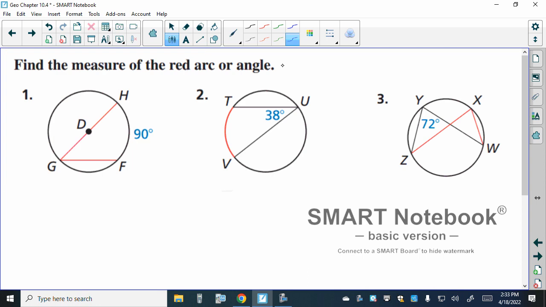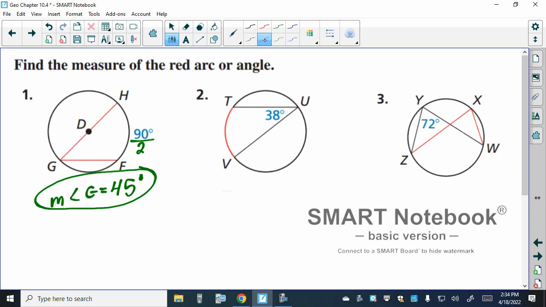Okay, so this is kind of using what we just had. So we want to find here the measure of angle G. So what do we need to do to find the measure of angle G? Divide 90 by 2, because the inscribed angle, here the angle on the circle, is half the measure of its arc. And 90 divided by 2 is 45.